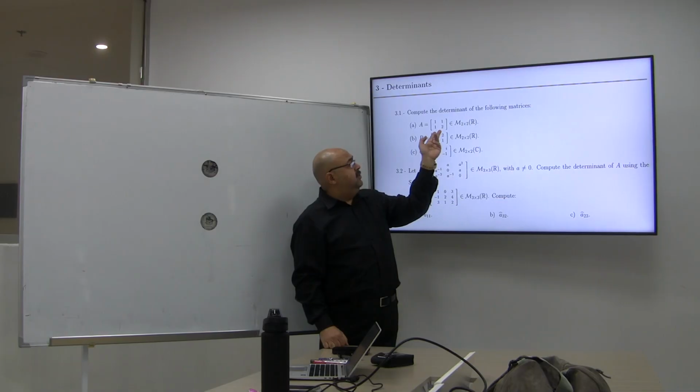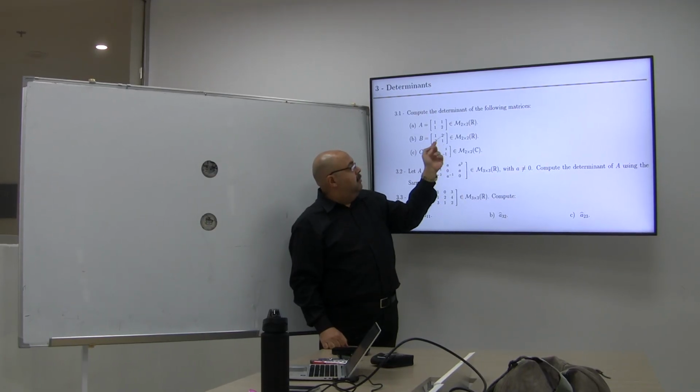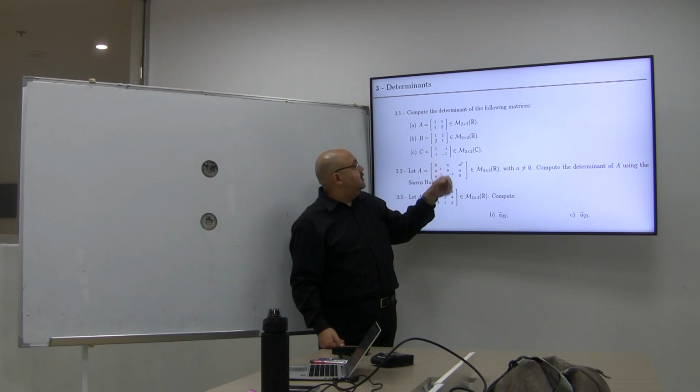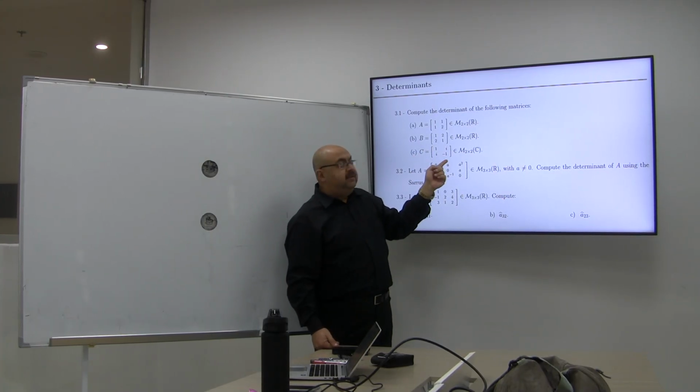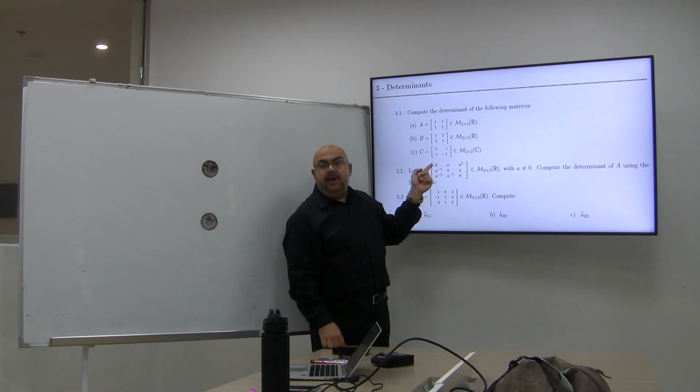So the determinant of this matrix, how is it going to be? It's going to be 1 times 2 minus 1. The determinant of this matrix is going to be positive 1 minus 4, which is negative 3, as you can see. This one too, the determinant will be 1 times negative 1, which is negative 1, minus i squared. i squared is negative 1. Am I right? So it's going to be, I think, positive 2.